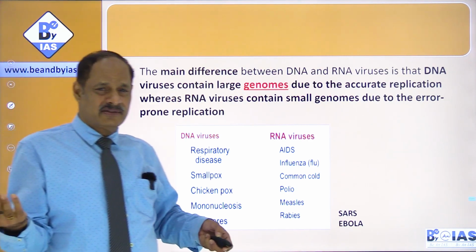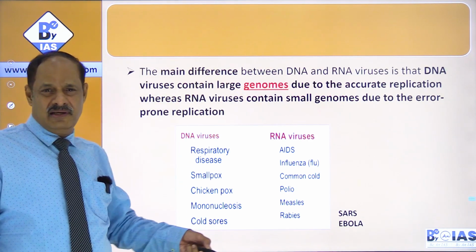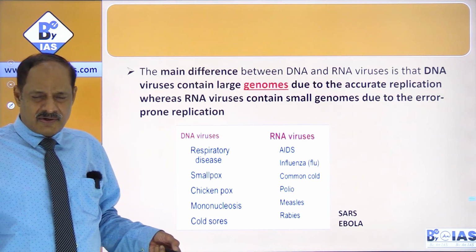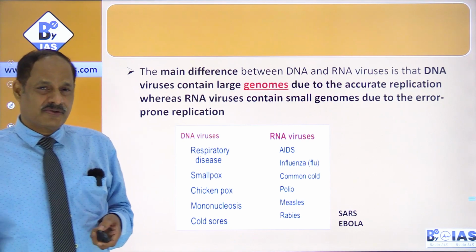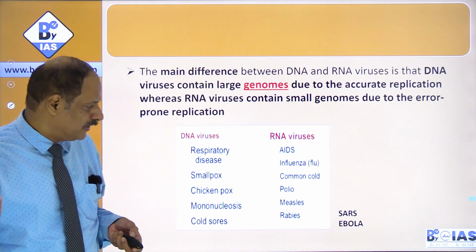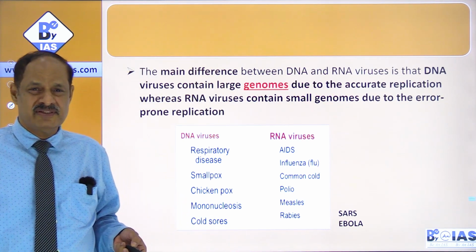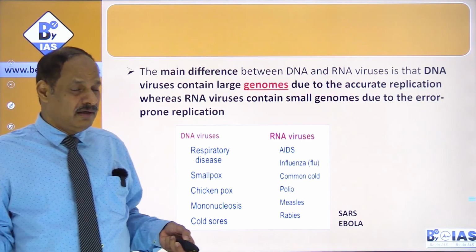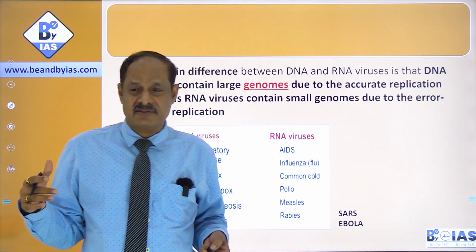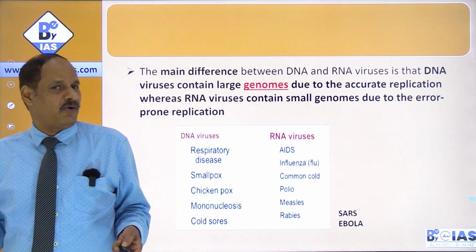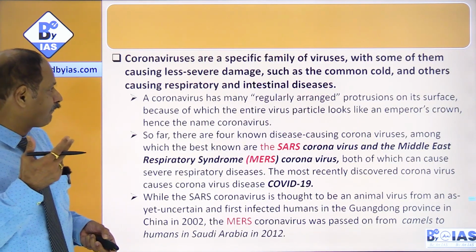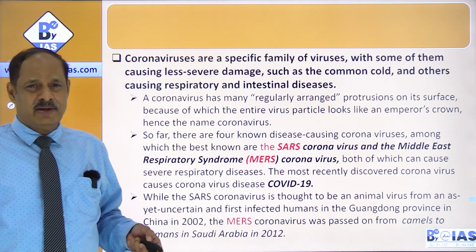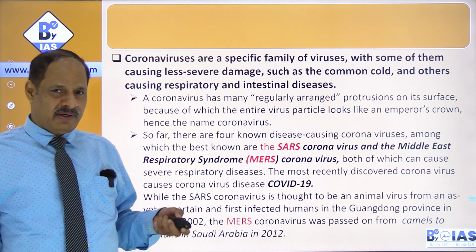And then RNA viruses, you all know, are the more deadly viruses. Diseases they cause, first is AIDS. The HIV virus causes AIDS, and then influenza, common cold, polio, measles, rabies, and more deadly viruses like SARS, Ebola, and of course the coronavirus. So coronaviruses, I'm sure every day you're reading about it and you're already aware.